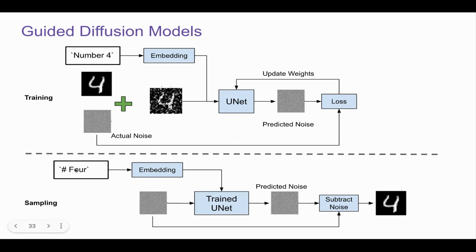Let's say in this case, it's number 4, but in another form. It's not in training data, but it shares a very similar embedding. So the trained UNet will be able to predict the noise and then iteratively remove the noise and generate an image that represents number 4.